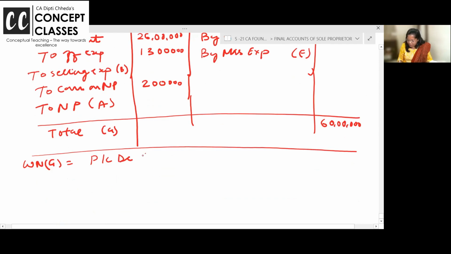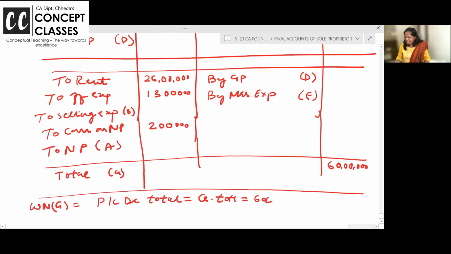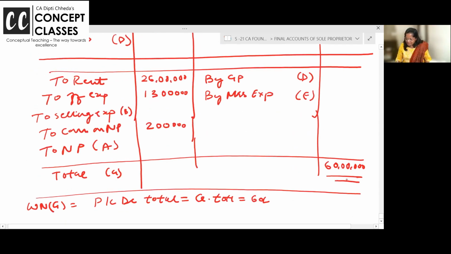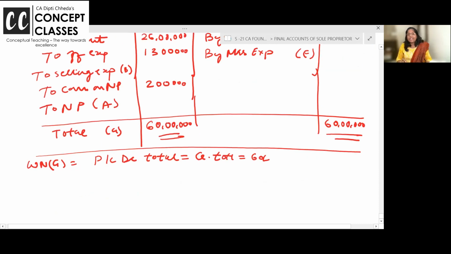P&L account debit total is equal to credit total is equal to 60 lakhs. Is this correct? Some of the students complete the table directly, putting everything in the calculator. Don't do that. If the credit side total of the P&L account is 60 lakhs, debit side will also be 60 lakhs. Your working note G is over. Don't give working note a number, give it G. One of the very beautiful problems of the study material.